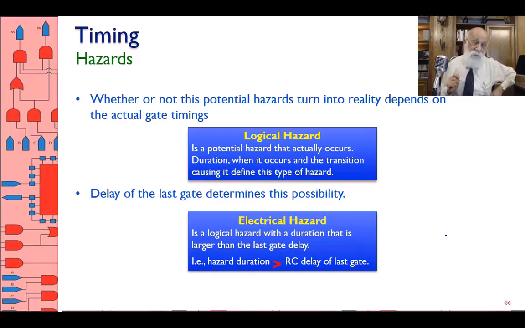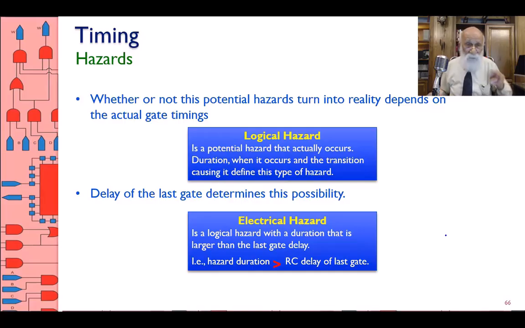I still have one more thing, and that is electrical hazard. If my hazard is so short that the output gate delay is more than that, then the logical hazard that I have decided is going to happen will be absorbed in the output OR gate because of the RC delay.